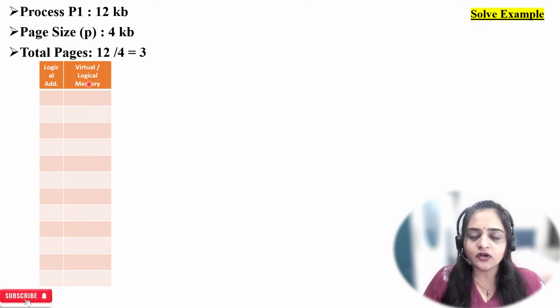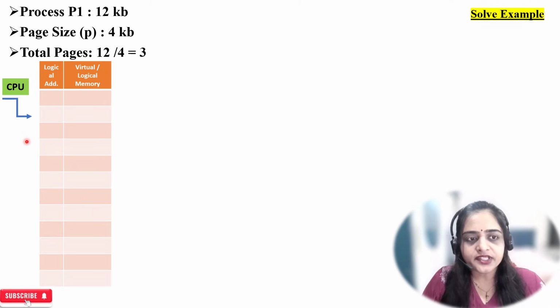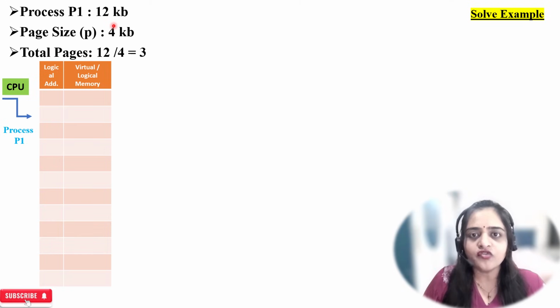There are a total of 2 columns, logical address and logical memory. The logical address is generated by the CPU for the particular process, and logical memory basically means the information that has been stored in that particular process. Now see here. Suppose the CPU wants to execute the process P1, and P1 requires 12 KB of memory for execution. So first the CPU generates the logical address.